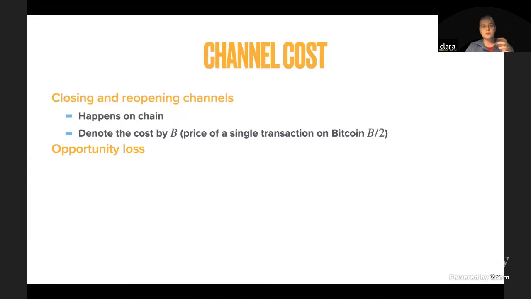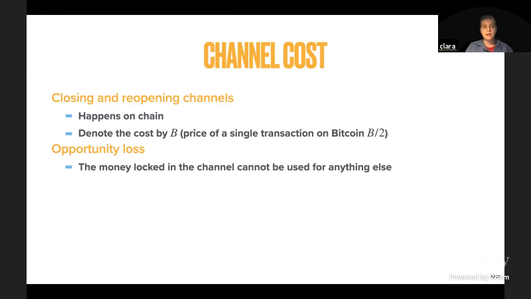So that's one thing we want to keep in mind when we're asking how much does the channel cost. Another thing to keep in mind is opportunity loss. We're going to lock some money in the channel, and this money can't be used for anything else. We can't buy a car, we can't buy S&P 500, we can't do anything with it. And this is something that we need to remember. Again, when talking about opportunity loss, we're going to keep in mind the interest rate, and we're just going to mark it by the letter R.